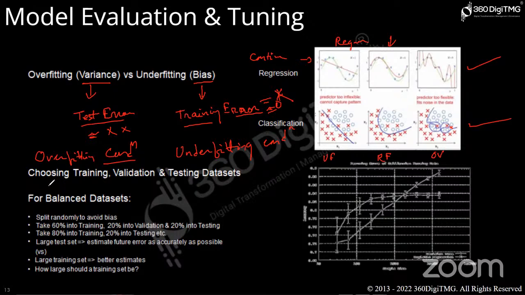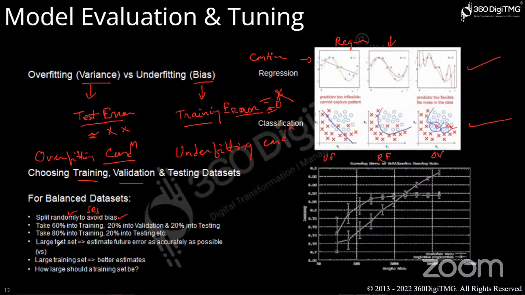And here we'll be choosing the training, validation, and test data sets. For that, we'll have to split the data randomly. As I discussed, simple random sampling will be used to avoid bias. Now we can take either 60% of data into training, 20% into validation, 20% into testing, or we can take 80% into training and 20% into testing.